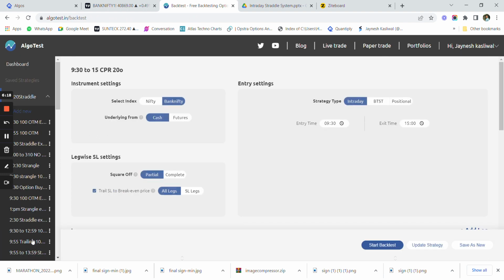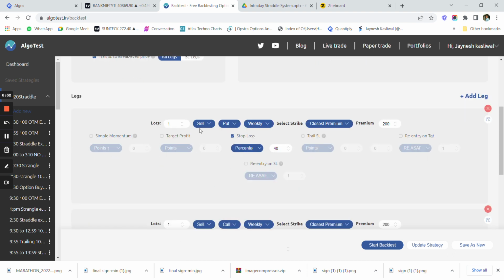This is a free platform where I am going to test it out. As you can clearly see, I've already coded the strategy, where at 9:30 a.m. the strategy will start and exit at 1500, that is 3 p.m. Now SL is moved to cost. We are taking the underlying as cash.